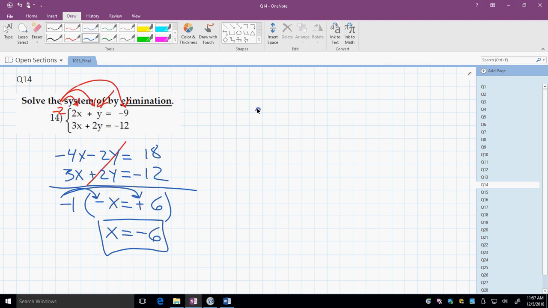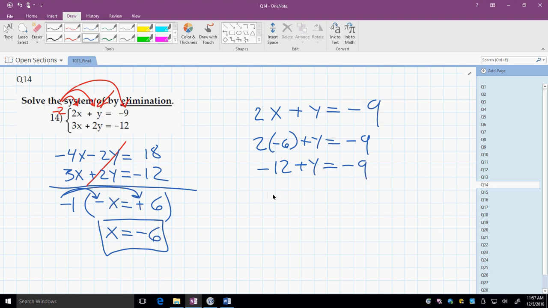I'm going to pick the top equation again, and I'm going to substitute x. So it's going to be 2 times negative 6 plus y equals negative 9. So I distribute here, it's going to be a negative 12 plus y equals negative 9. I'm going to add 12 to both sides of the equal sign. Cancel here. Now I have y equals, the signs are different, so I subtract, keep the sign of the largest one, which is 3. Yeah, it's letter A.